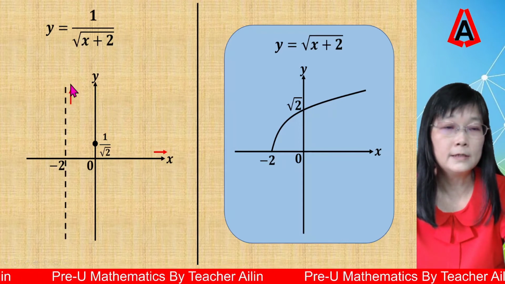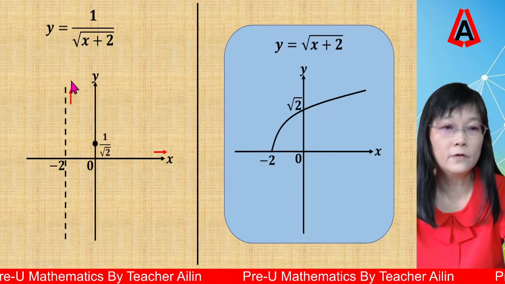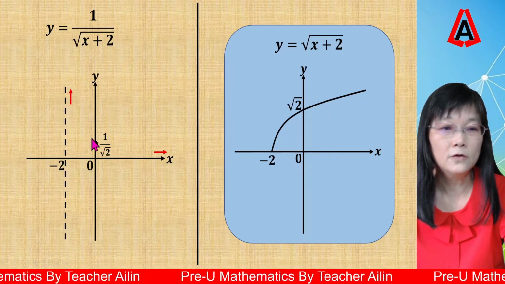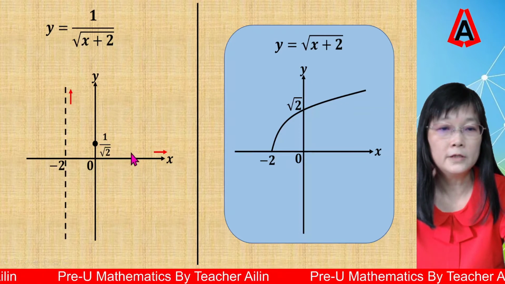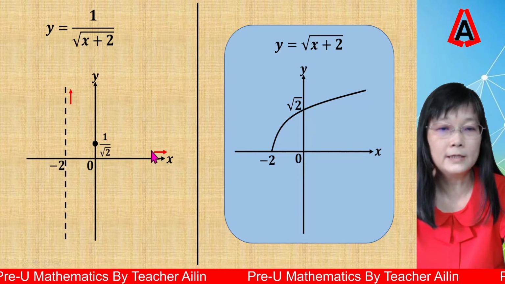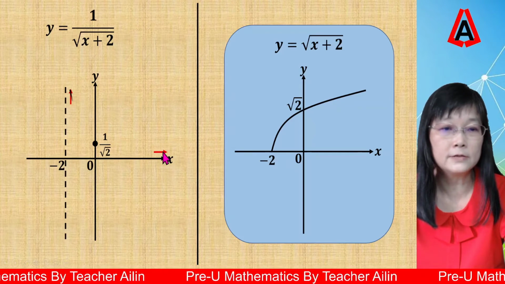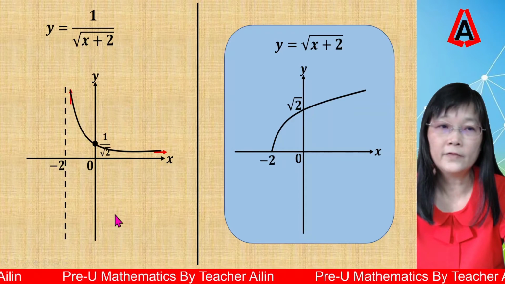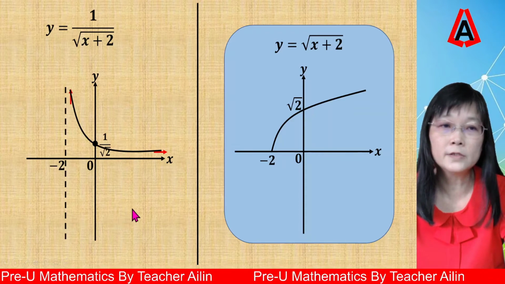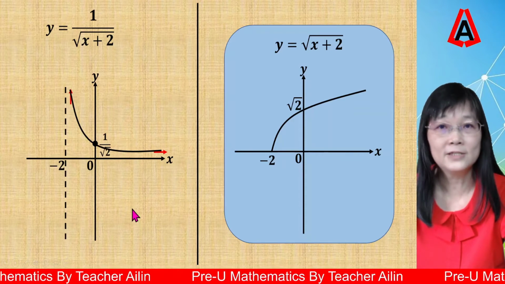So we can see that the value of y changes from positive infinity, goes through 1 over square root of 2, then continues to the value of y which is slightly greater than 0. So now, finally, this is the graph of the reciprocal function 1 over square root of x plus 2.